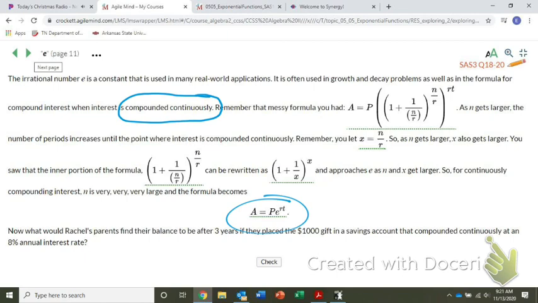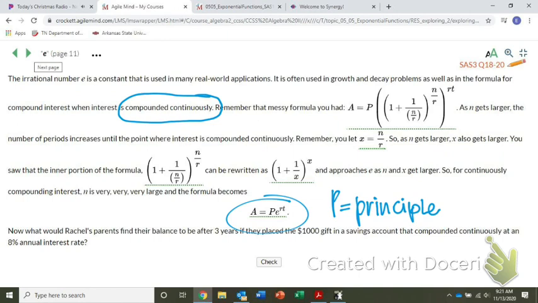Okay? So on number 20. What would Rachel's parents find their balance to be after 3 years if they place the $1,000 gift in a savings account that compounded continuously at 8% annual interest rate? So, for all of these, P still means the same thing. P is still your principal. E is on the calculator. You don't have to type that number in every time.